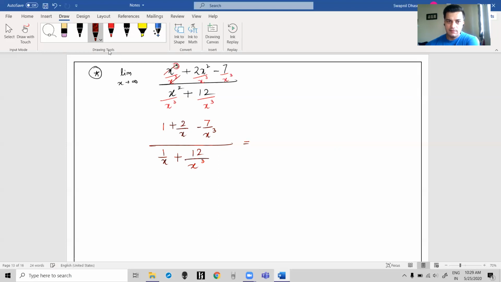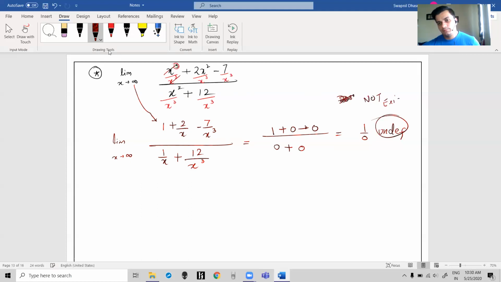Now you see, if I substitute infinity over there, then I'm going to get 1 plus 0 minus 0 divided by 0 plus 0. And that's it. 1 divided by 0, which is still undefined. That means I can simply say the limit does not exist.